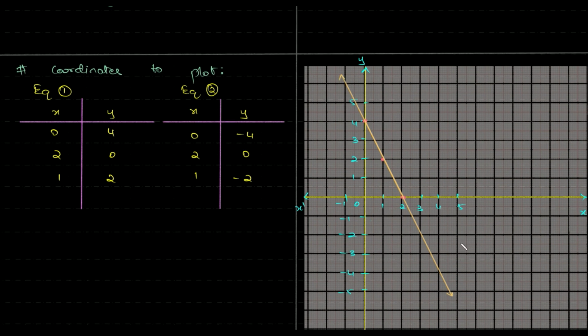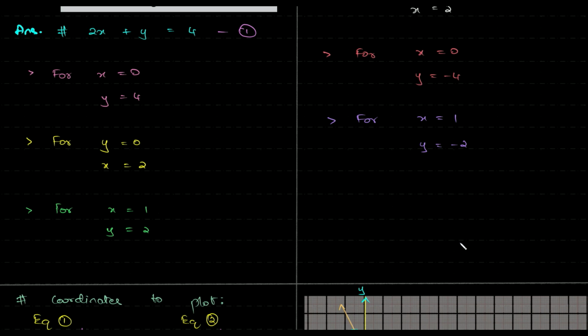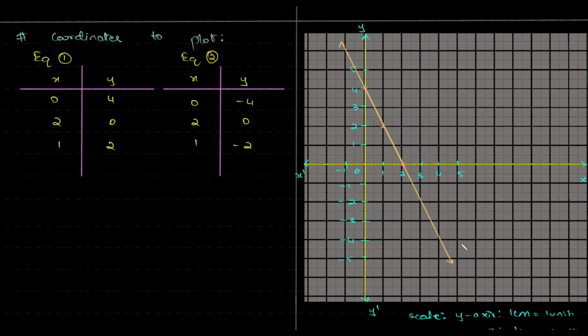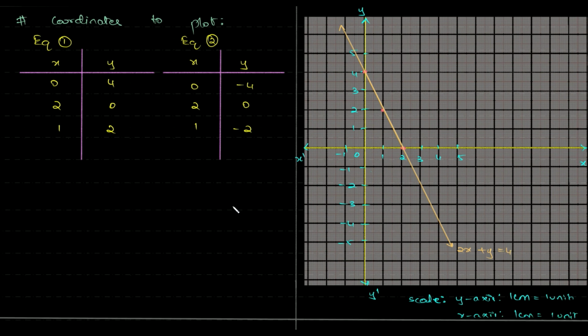And the other one, equation 1, is what, guys? I think 2x plus y is equal to 4. Okay. And the other one is 0 and minus 4. 2 and 0, 2 and 0 is the same thing. 1 and minus 2. Okay. Yes, we do have a decent set of lines. We'll get the answer. Not an issue.